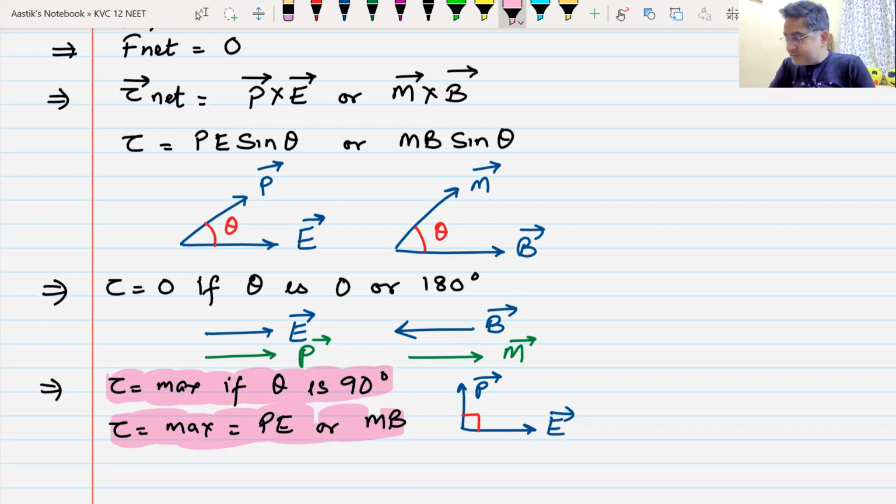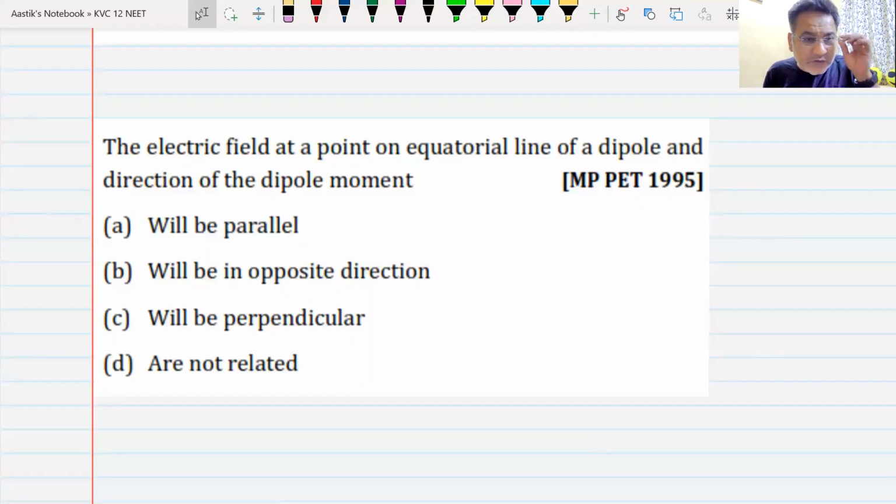Next one, the last one. And I hope I can get an answer for this one. I will be very pleased if I can get an answer. And this is the one. The electric field at a point on the equatorial line of a dipole and the direction of dipole moment. What is the angle between electric field and dipole axis at any point on the equatorial line? I've given it as an important point in your notes.